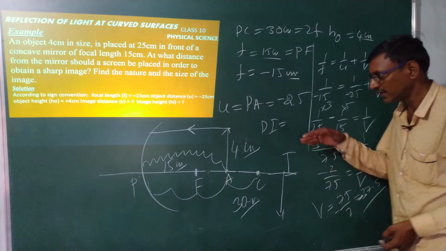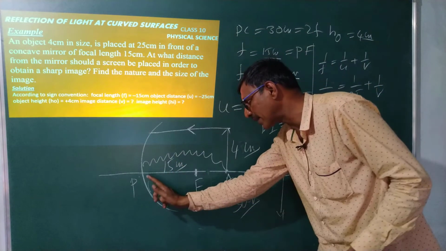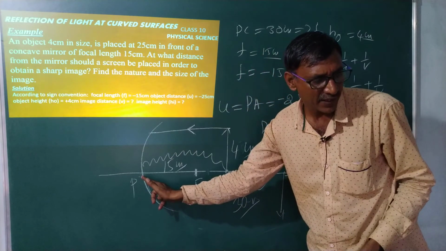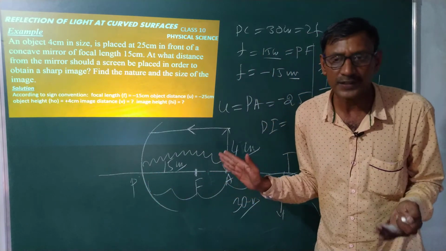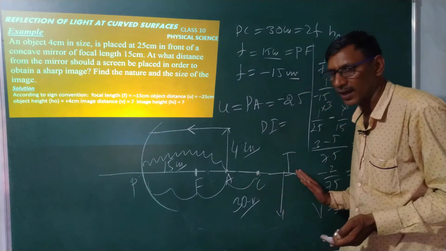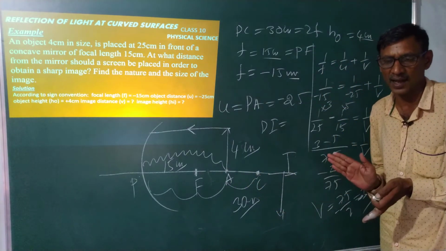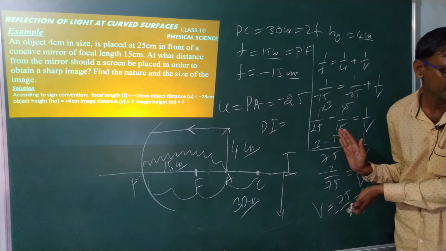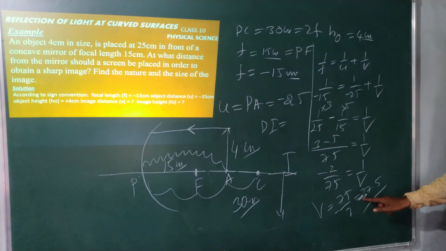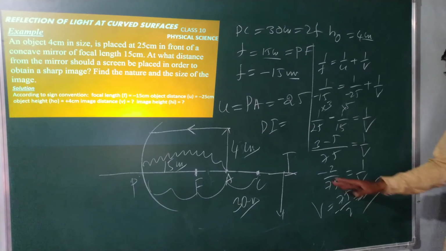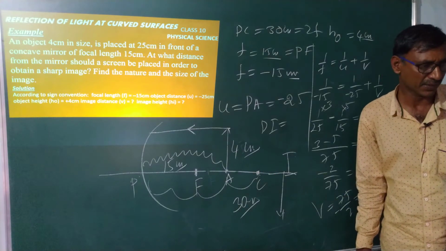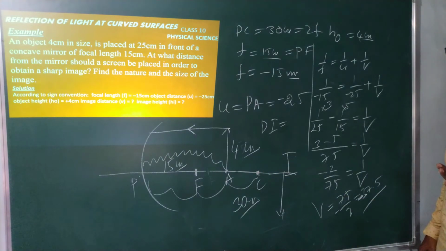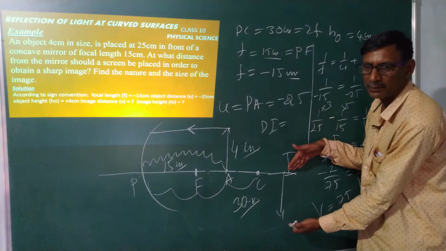Am I clear or not? Incident ray is going in this direction. I'm catching the image away from the center of curvature, behind the center of curvature, by catching the image here with the help of a screen. That's the reason I got minus. Minus helps us to find the image away from the center of curvature. Not only that, he asks the size of the image. Size of the image means height of the image.